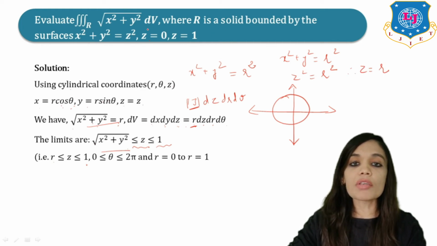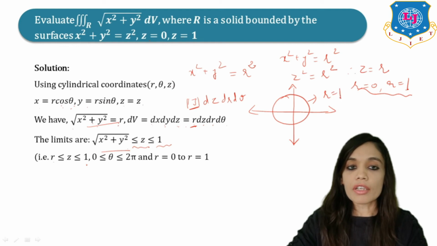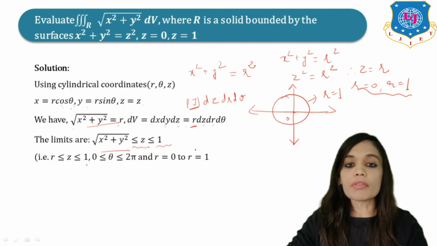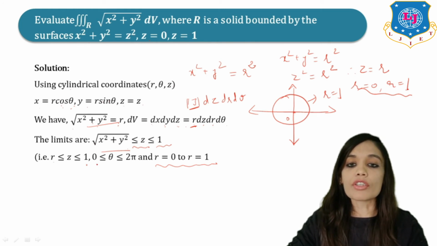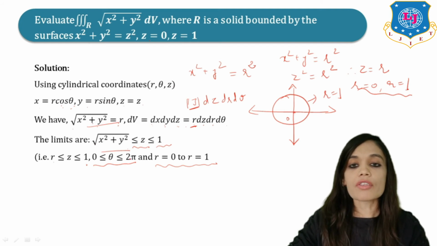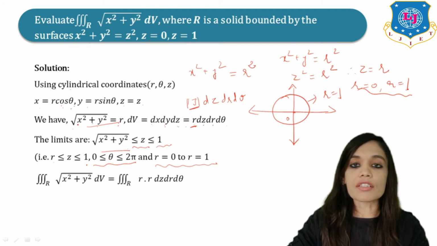Now we are given two limits, that is 0 and 1. So from this we can say that r is equal to 0 and r is equal to what? 1. So this is a unit circle, right, of radius 1. So our limits of r will be from what? 0 to 1. Right, and the limits of theta will be what? 0 to 2 pi.